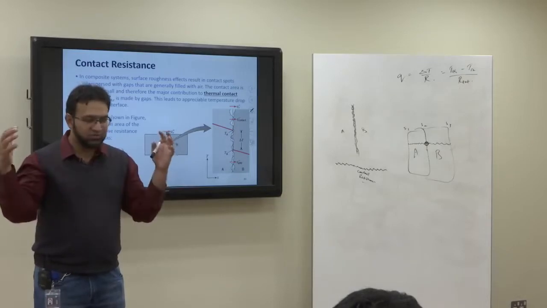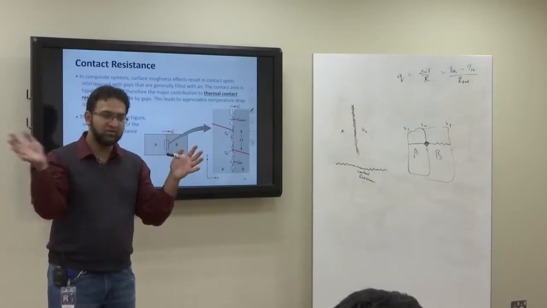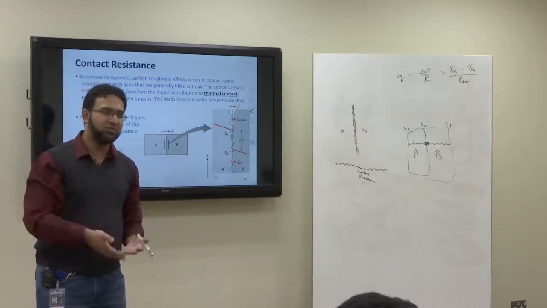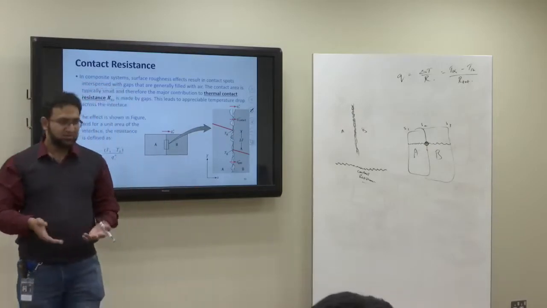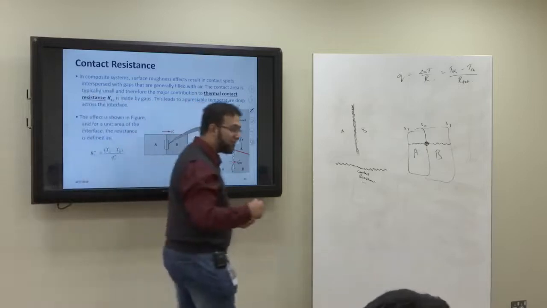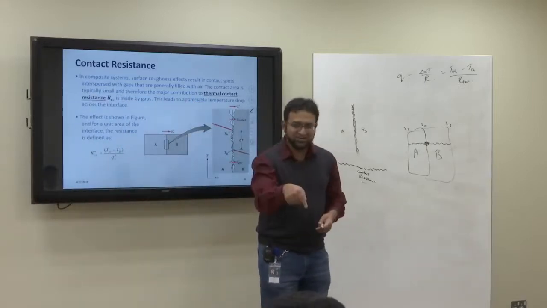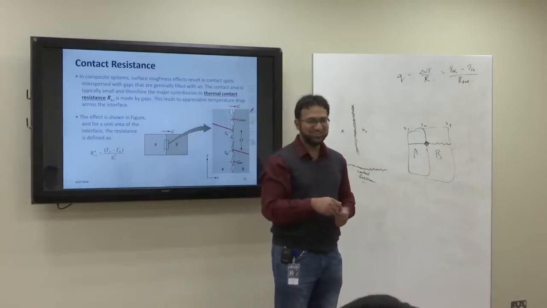So your heat transfer reduces a lot. When you increase the resistance, heat transfer will reduce. This is the benefit, okay? But this is a benefit when you want to stop heat transfer. Yes, but if you want heat transfer, this is a big disadvantage.